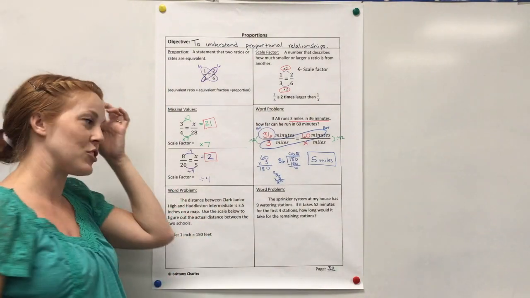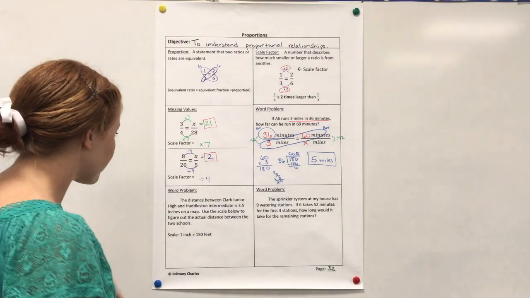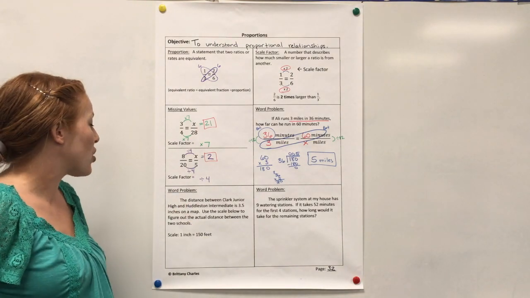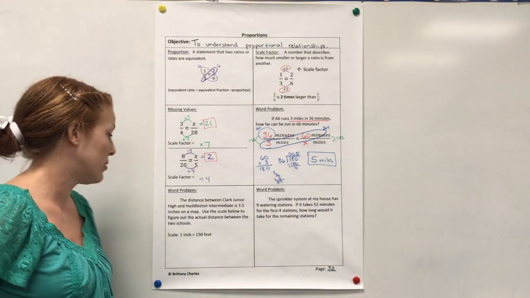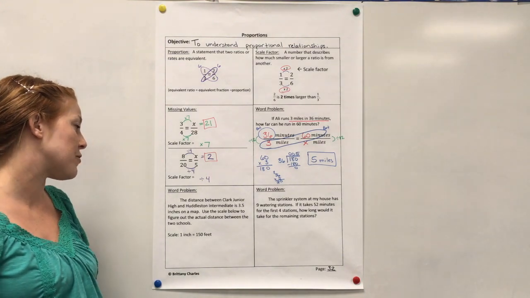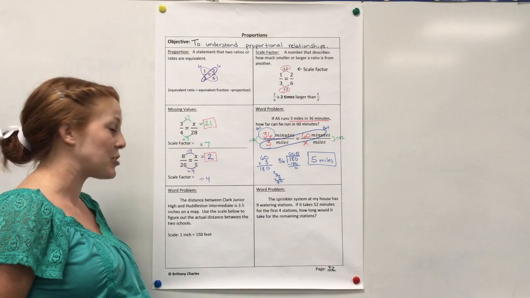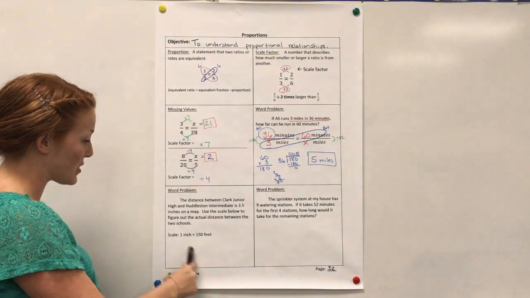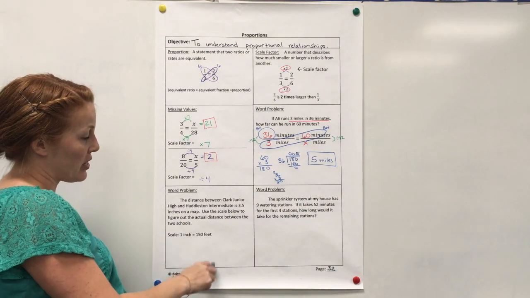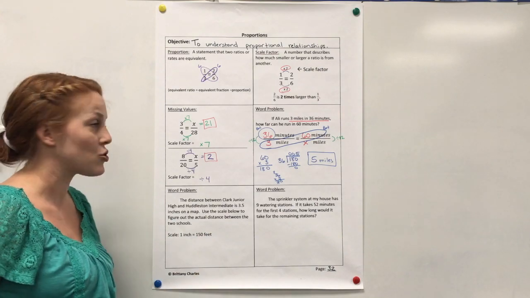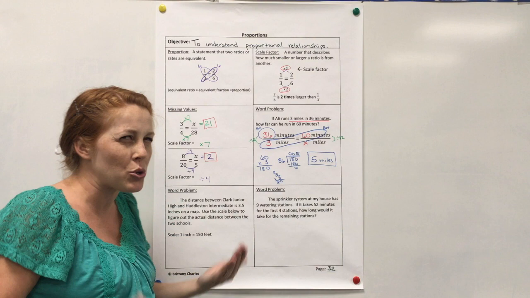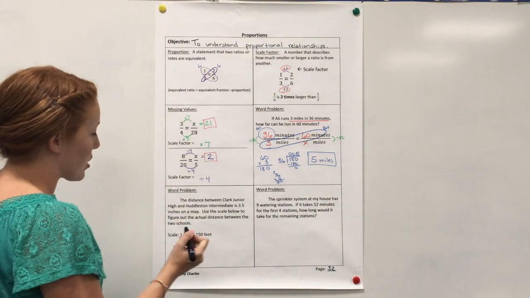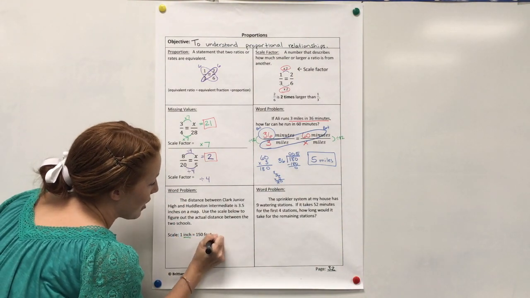Okay. Let's look at another situation. The distance between Clark Junior High and Huddleston Intermediate is 3.5 inches on a map. Use the scale below to figure out the actual distance between the two schools. And here's my scale. It says 1 inch equals 150 feet. So first of all, the easiest thing to do is first pick out what are your units. What are the two things you're comparing? Well, we are comparing inches and feet.